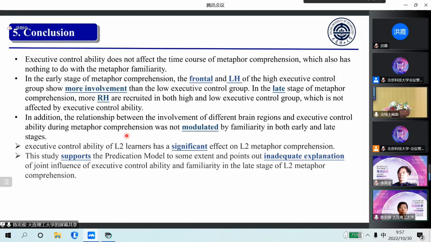So we found that it is assumed that executive control ability of L2 learners has a significant effect on L2 metaphor comprehension. This study partly supports the predication model to some extent and points out the inadequate explanation of a joint influence of executive control ability and familiarity in the late stage of L2 metaphor comprehension. This is my presentation of our research.